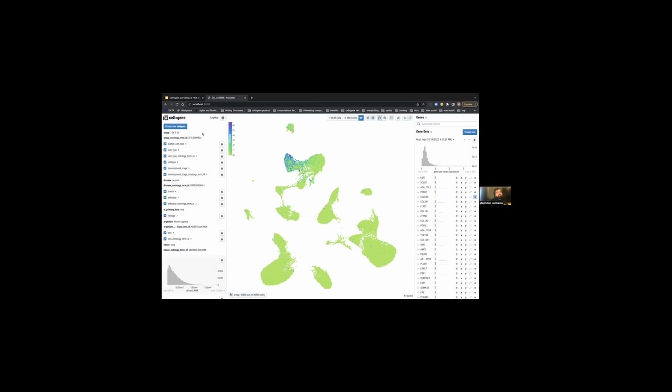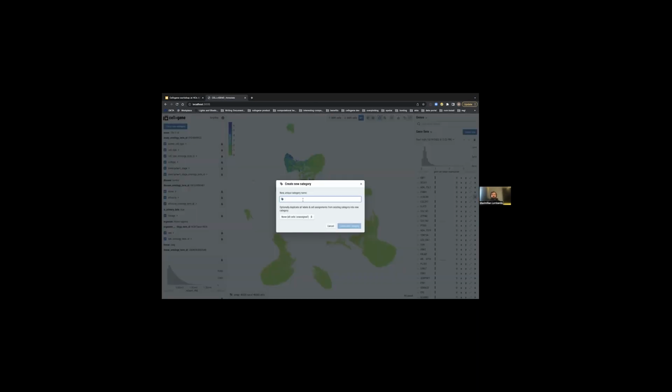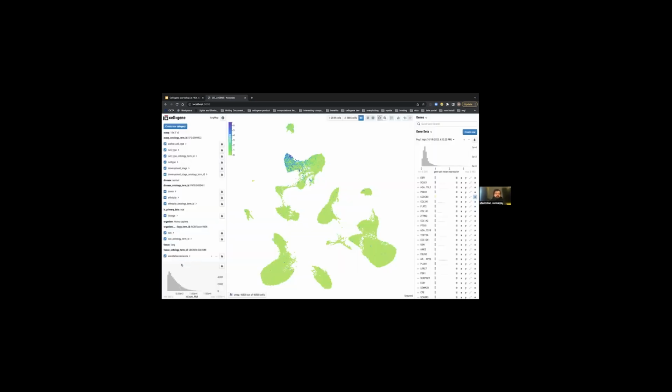All right. So if we want to go ahead and create a new category, we can just use the create a new category button. That will bring up this modal, which pops up, and we can create a unique category name. And so what I'll do is I will call this annotation revisions. And I'll just go ahead and create that category. That new category pops up down here. And initially, it will have all the cells in our data set being unassigned. So if we colored by that, we would just get all the same color there.